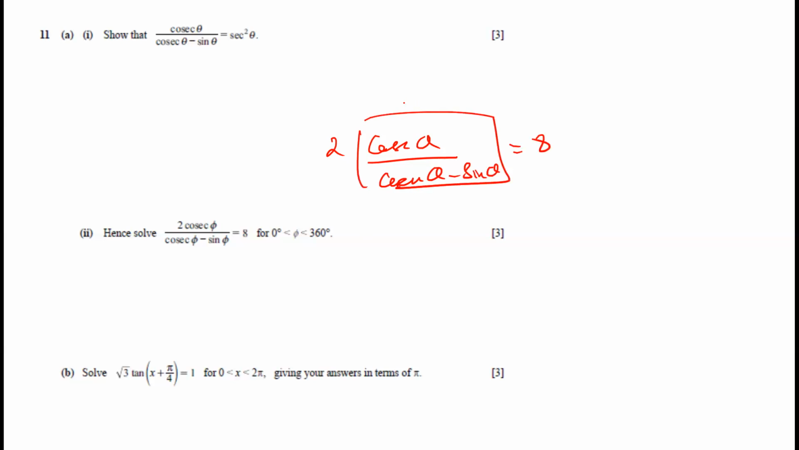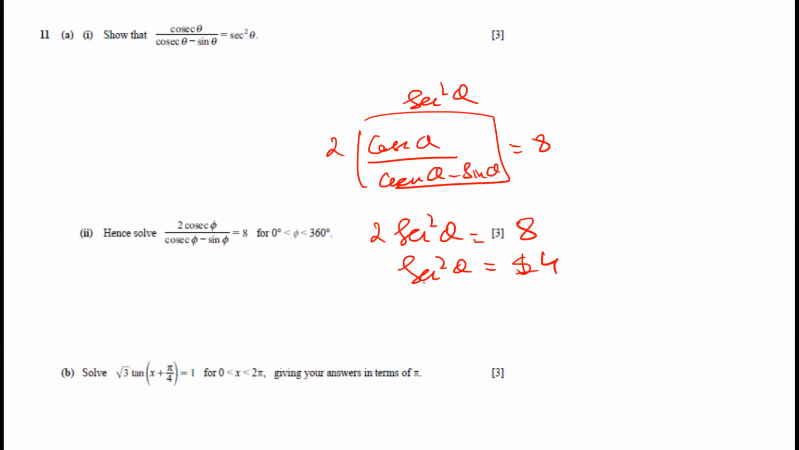Now part B, hence solve. So we have 2 cosec theta whole over cosec theta minus sine theta equals 8. We know that this part represents sec square theta. So this would be 2 sec square theta equals 8. So sec square theta equals 8 divided by 2, which is 4.